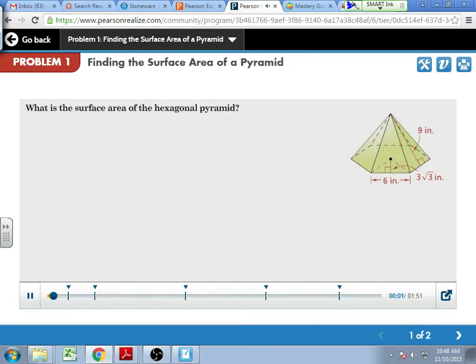In this problem, what kind of pyramid is this? Because you can't just call them pyramids. Just like on your homework it said identify the type of prism. Well, it's not just a prism. That was a pentagonal prism because it had a pentagon base. This here, Ben. Hexagonal. Yeah, hexagonal.